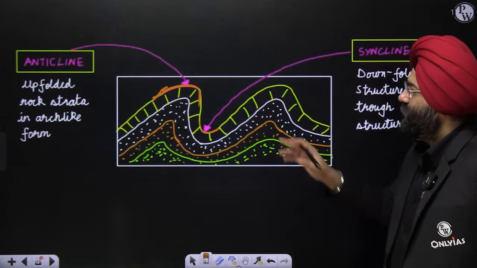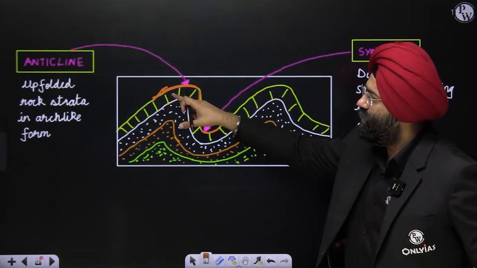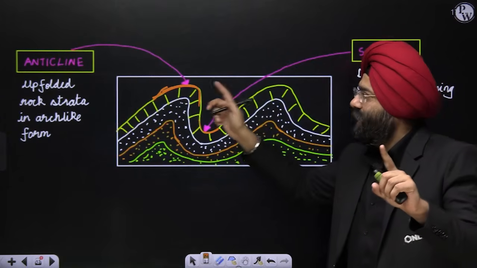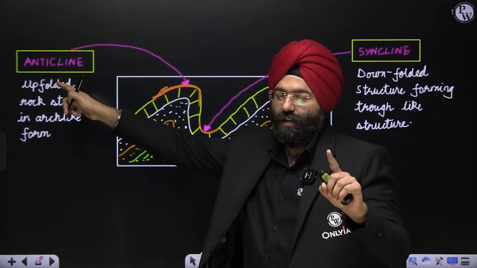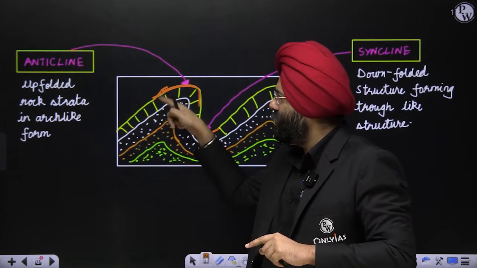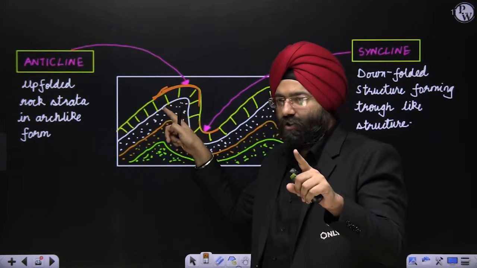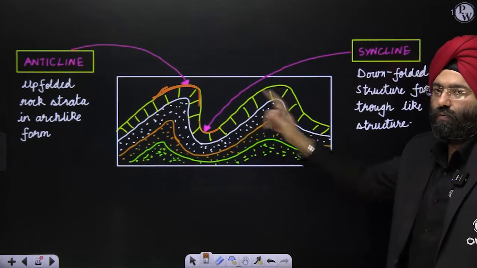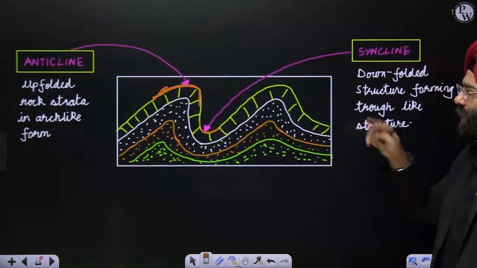Now, when you see the arch-like structure, how will you remember it? A for arch, A for anticline. The moment you remember this, you will never forget it. Arch means something that is upfolded like this. A for arch, A for anticline. Obviously, the other one will be syncline, which is downfolded. Clear? Now, let's move ahead.